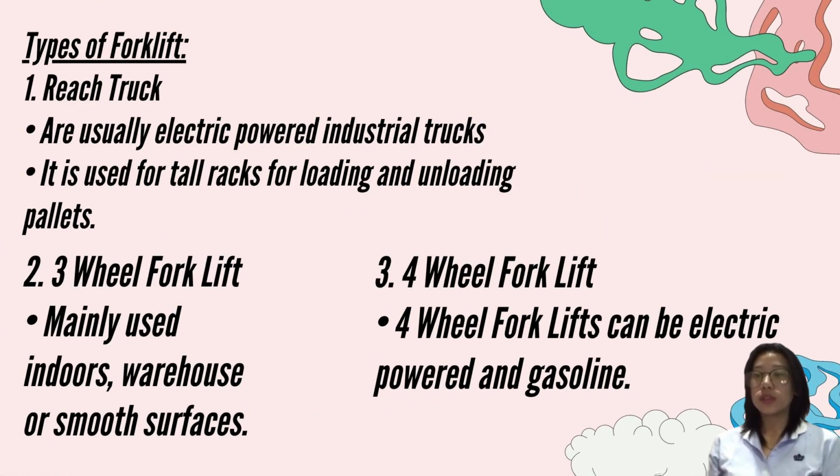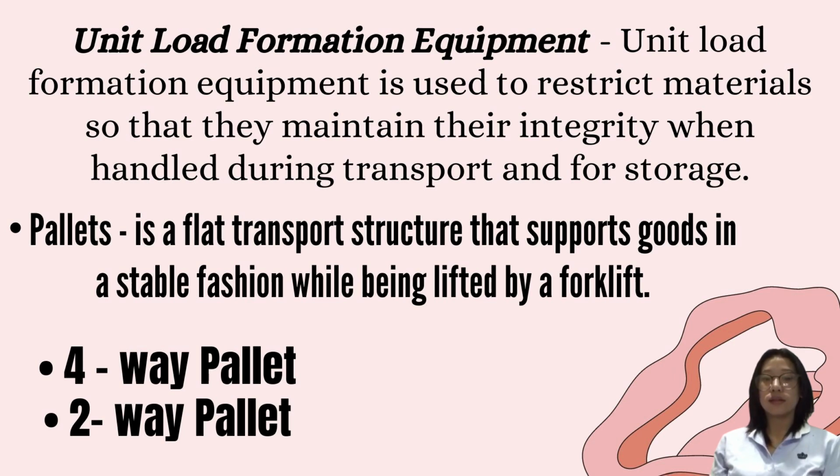Types of forklift. 1. Reach trucks are usually electric powered industrial trucks. They are used for tall racks, for loading and unloading pallets. 2. Three-wheel forklift, mainly used indoors, in warehouses, or on smooth surfaces. 3. Four-wheel forklift. Four-wheel forklifts can be electric powered or gasoline. Unit load formation equipment is used to restrict materials so that they maintain their integrity when handled during transport and for storage. A pallet is a flat transport structure that supports goods in a stable fashion while being lifted by a forklift. Four-way pallet and two-way pallet.